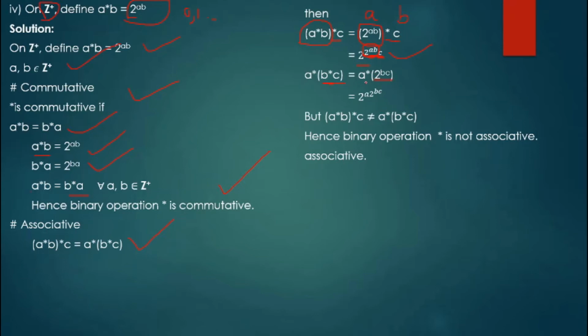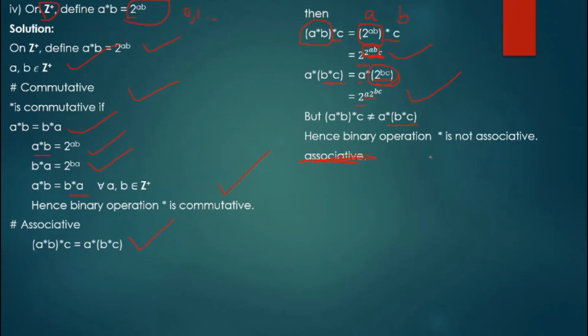Now this is A and this is B. So A star B equals 2 raised to, what is A? A itself. What is B? 2 raised to BC, that is 2 again raised to BC. So done. Can you say both are equal? No. So A star B star C is not equal to A star B star C, keeping in mind the brackets. Hence the binary operation star is not associative.